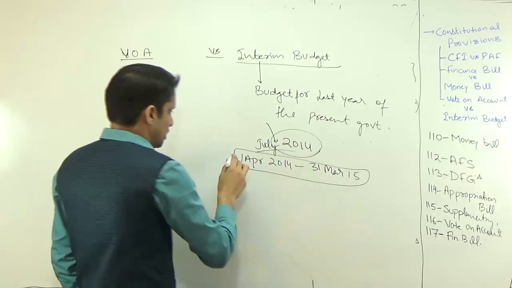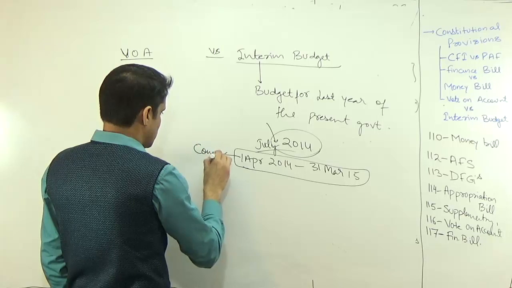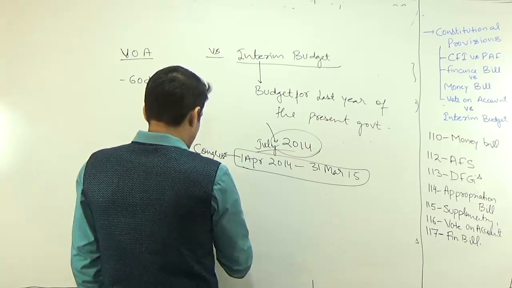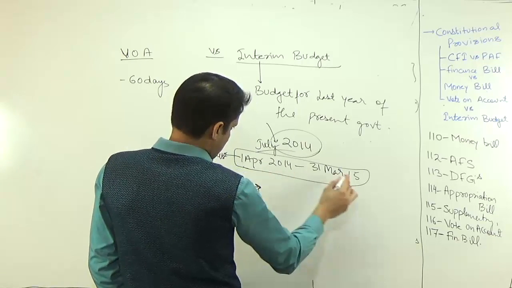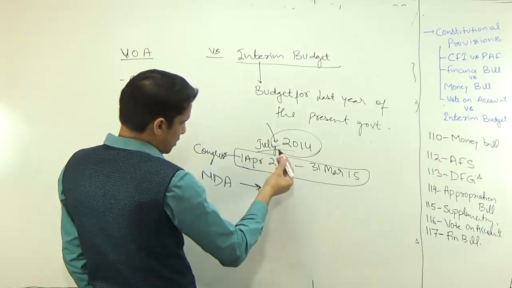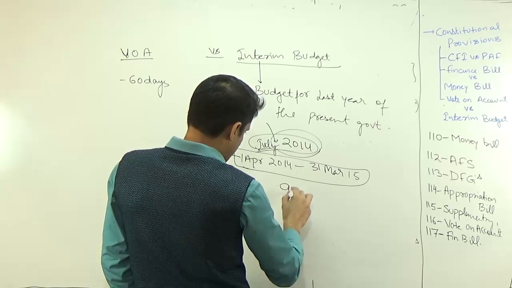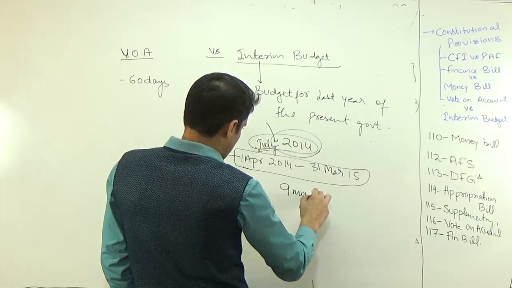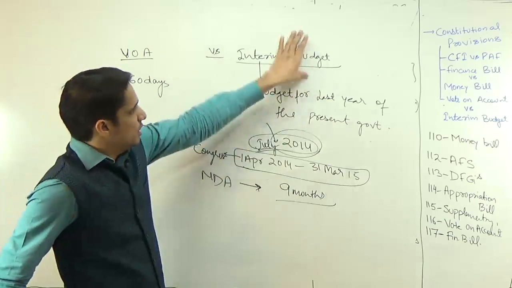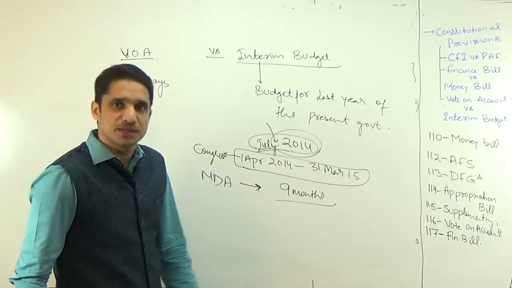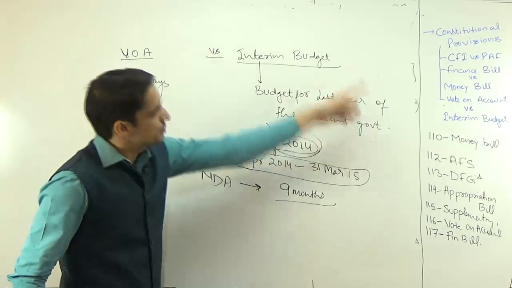Suppose this is the budget which is being passed by the last Congress government, and the new NDA government came and wants to pass a new budget for the same year. But because the NDA government might have come in July 2014, for the remaining 9 months only they want to enact the budget. So for these 3 months this is regarded as interim budget. But interim budget is nothing but a normal budget as per the procedure.